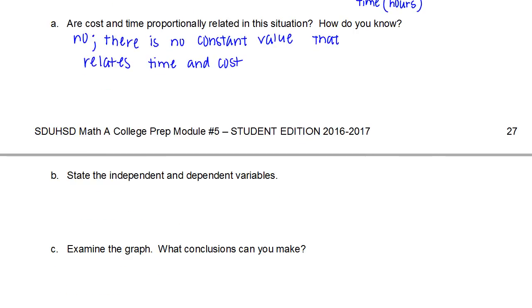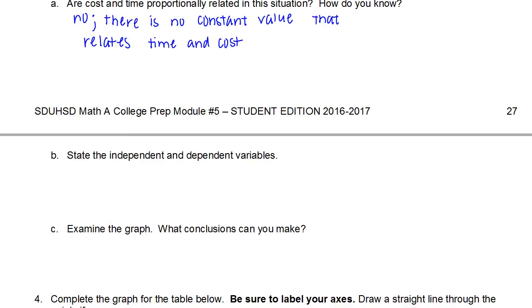They want the independent and dependent variables. So the dependent variable is obviously the cost. So the cost that we will be charged at the spa depends on the time. So cost is dependent and time is independent.